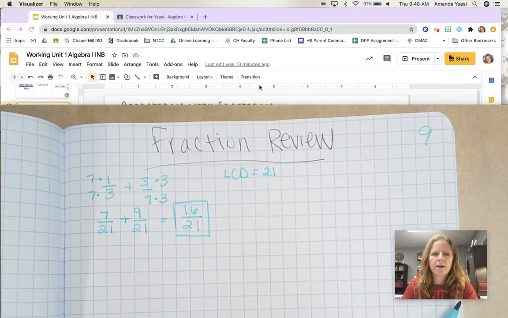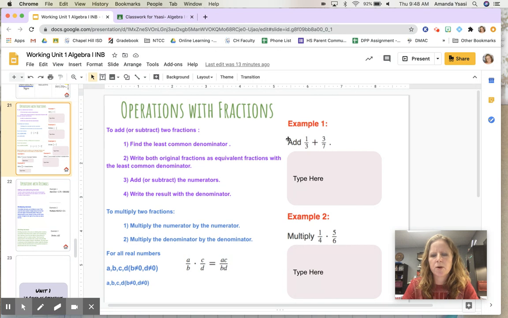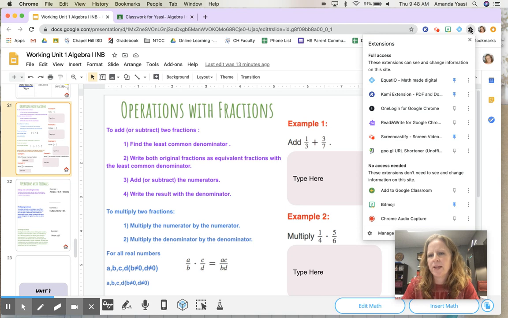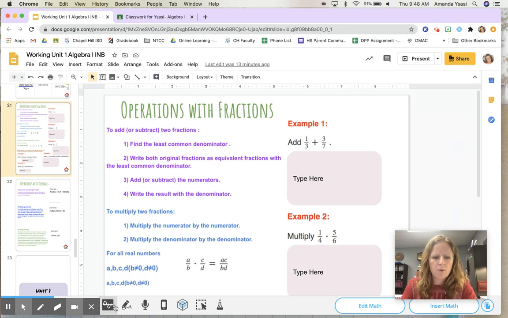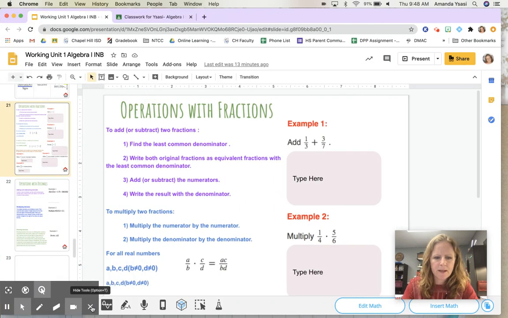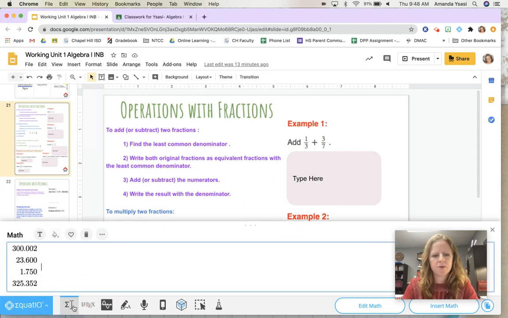So let's go back over to our interactive journal. We're going to put that answer here. Yesterday I had y'all install Equatio. It should either be this little symbol right here or underneath the puzzle piece. So Equatio Math Made Digital. You need to add that extension if you haven't already. And so I'm going to, let's see, hide tools. Yeah, hide tools. Okay.